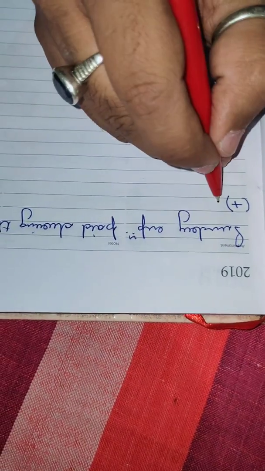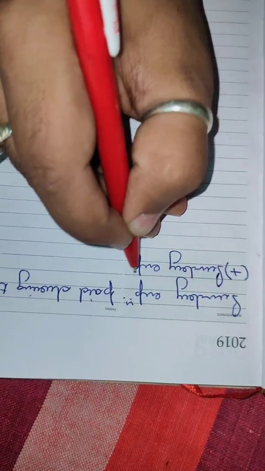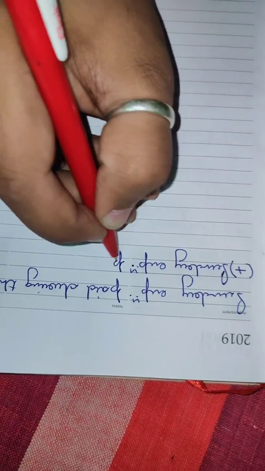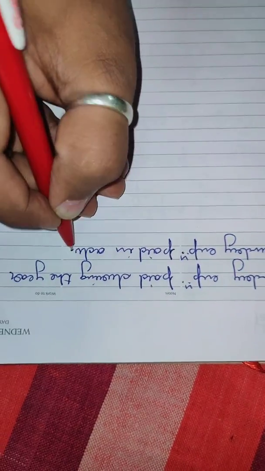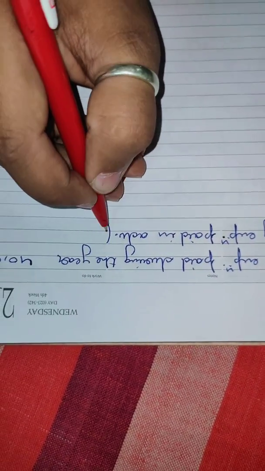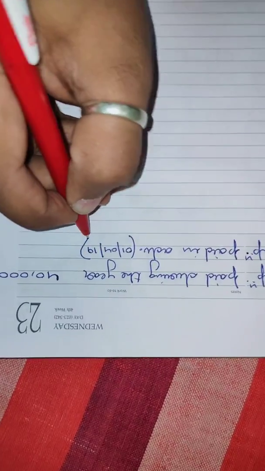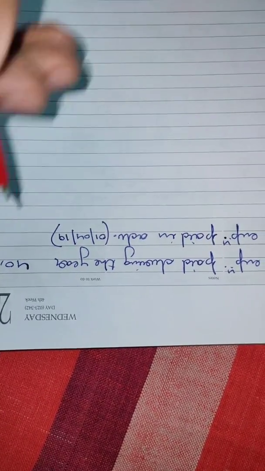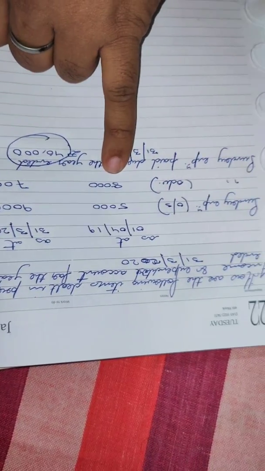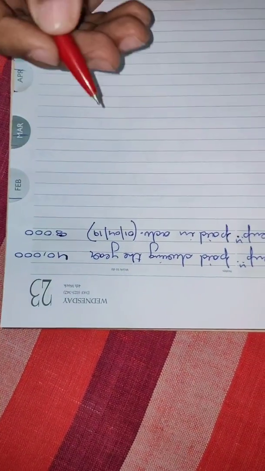Now, as I told you, we have to add. What do we have to add? Sundry expenses paid in advance. Paid in advance. When? On 1st of April 19. How much amount have we paid as advance? We have paid 8,000 rupees. Add this amount.